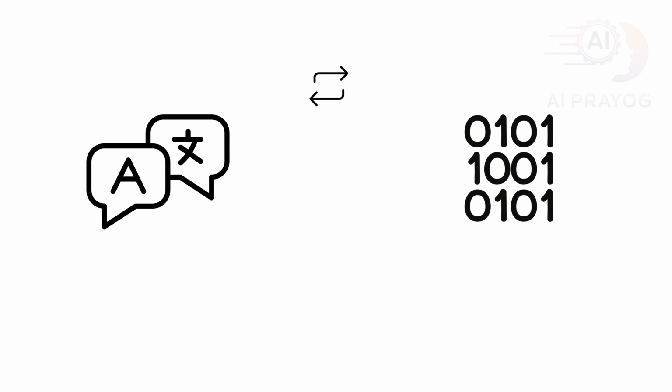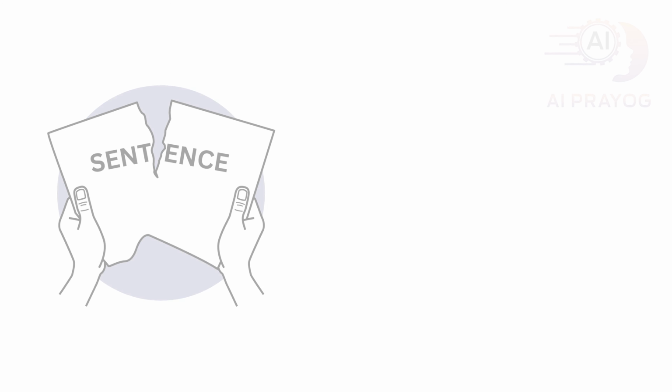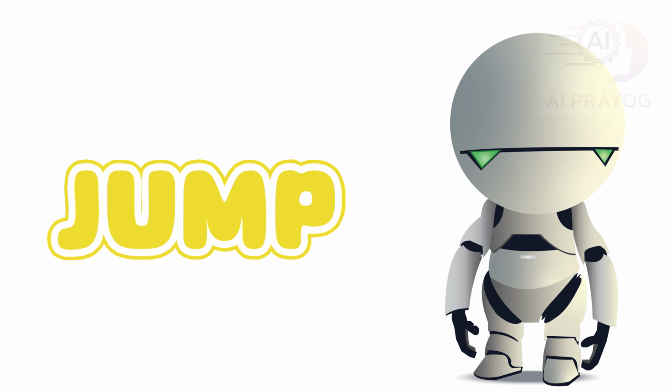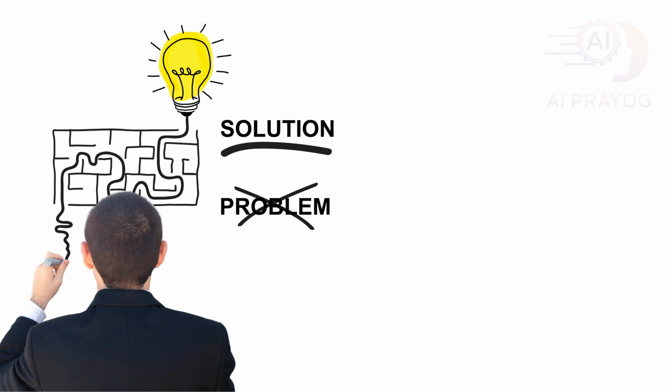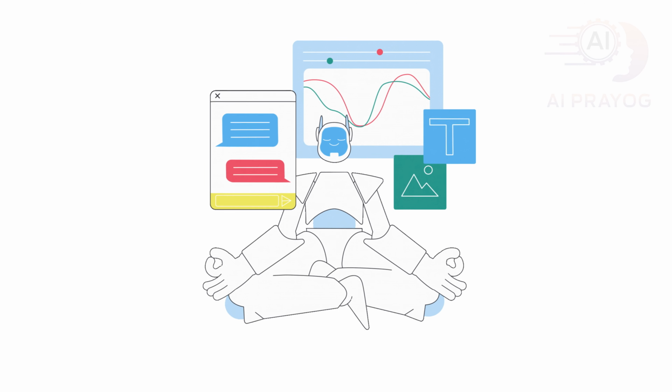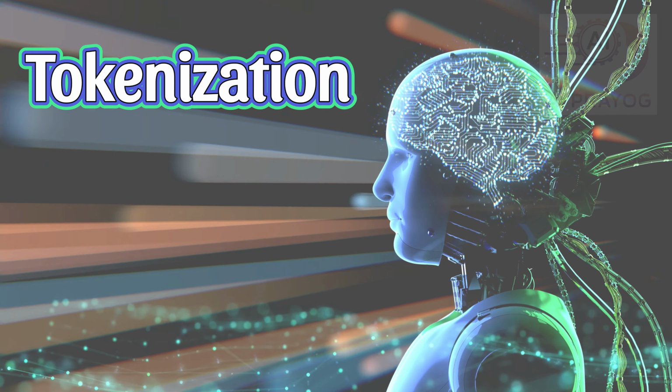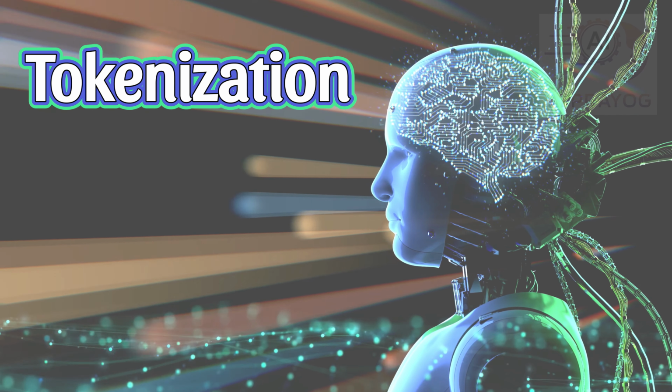Now, you are the language to number translator. What's the first thing you do? Do you give a number to the whole sentence? Or do you break it up? What if the robot has never seen the word jumps before? What about jumped and jumping? Are those the same? This is the fundamental problem that we, as humans, solve effortlessly, but it's a massive challenge for an AI. And the solution is tokenization.